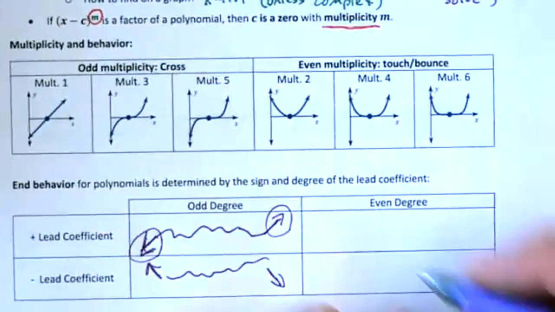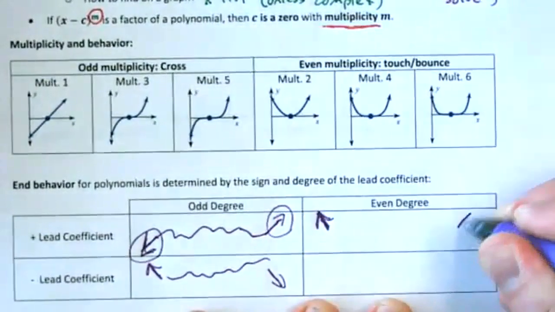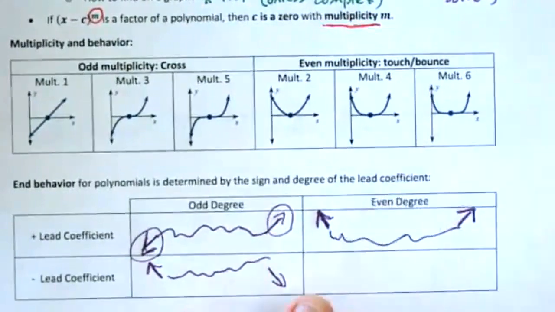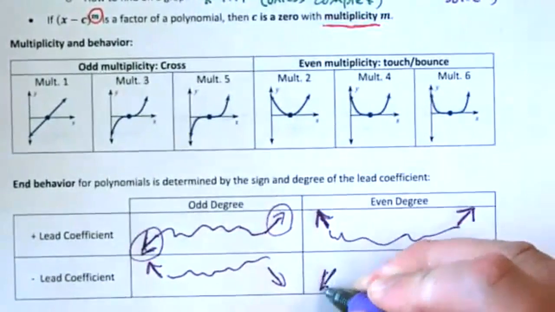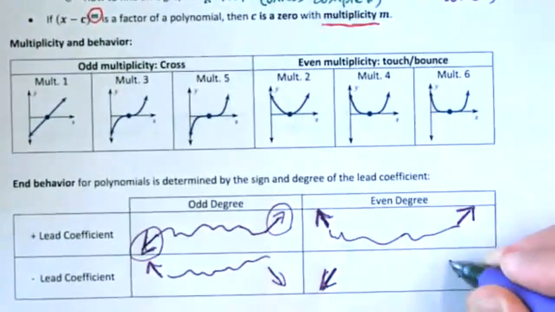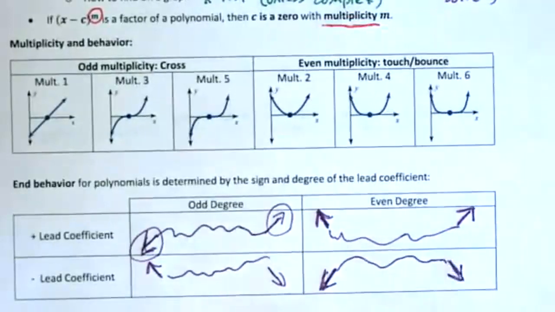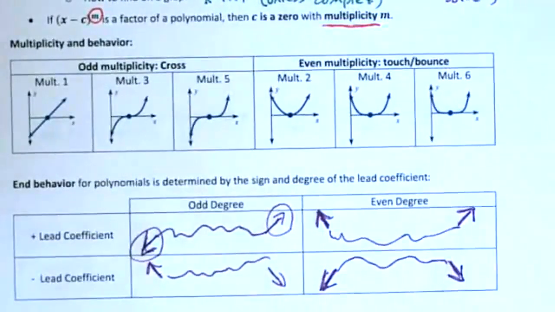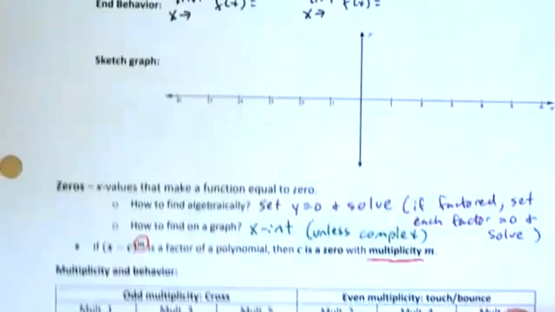Even degree, if it's a positive lead coefficient, it's up on both sides. And then an even degree with a negative lead coefficient is down on both sides. So that's our first pre-calculus dance of the year. We're going to learn about asymptotes, the asymptote dance, later in this chapter when we get into rational functions.